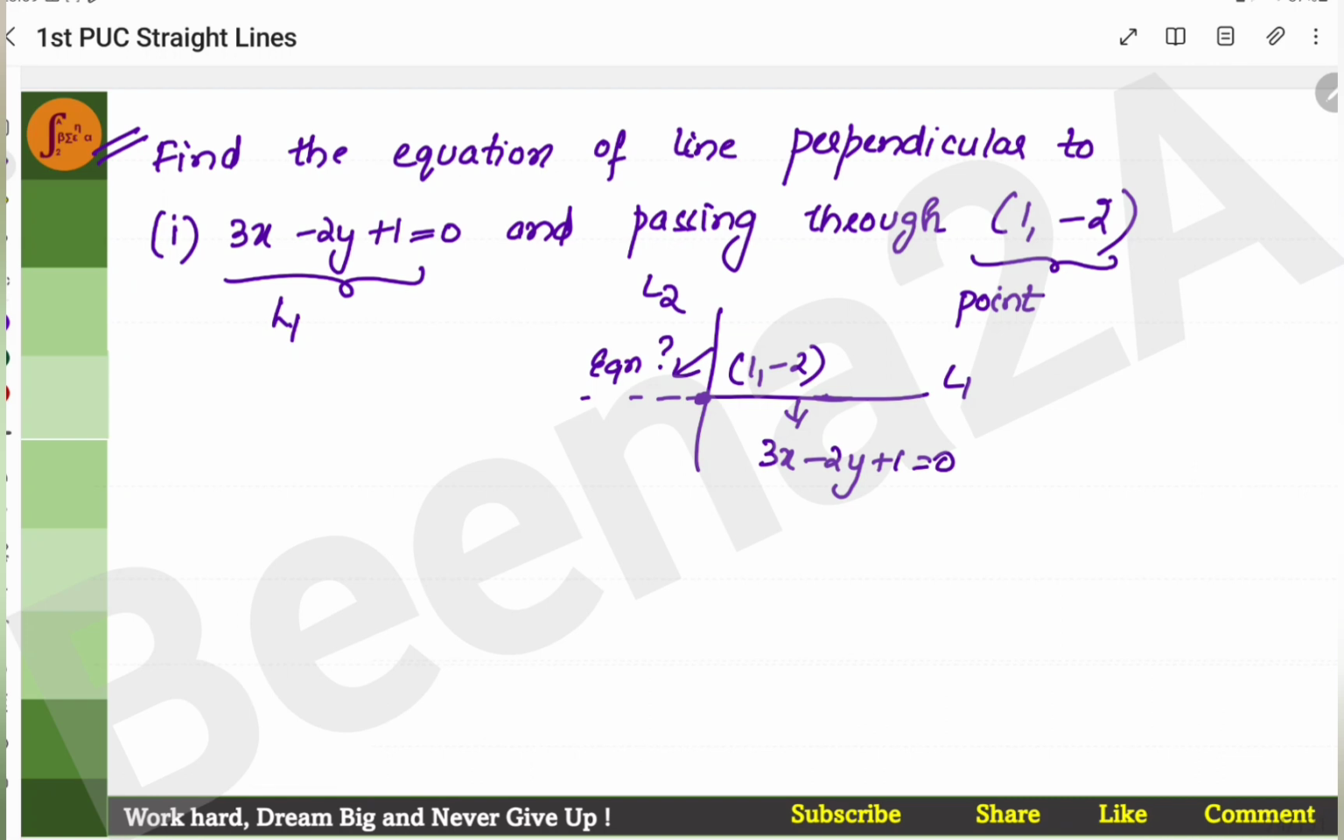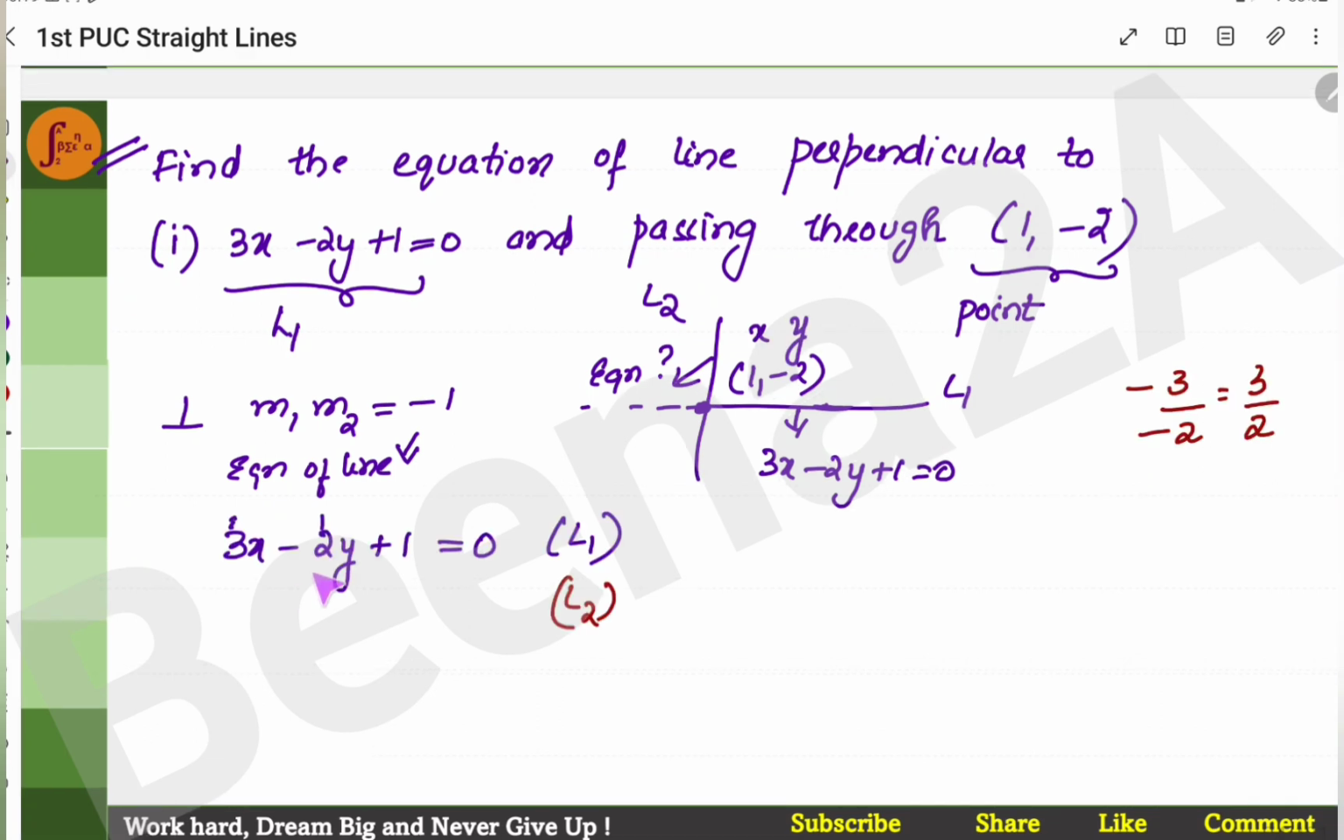First, we should know that for perpendicular lines, if you multiply the slopes, you get minus 1. Now how do you get the equation of the line? There is a small shortcut. What we have to do is take this minus 2, put it here, and reverse the sign. Whatever value is there for y, reverse the sign. So if there is plus here, make it minus. If there is minus here, make it plus. So it will become plus. And instead of y, you put x. And then here, whatever sign is there, just keep that same sign.